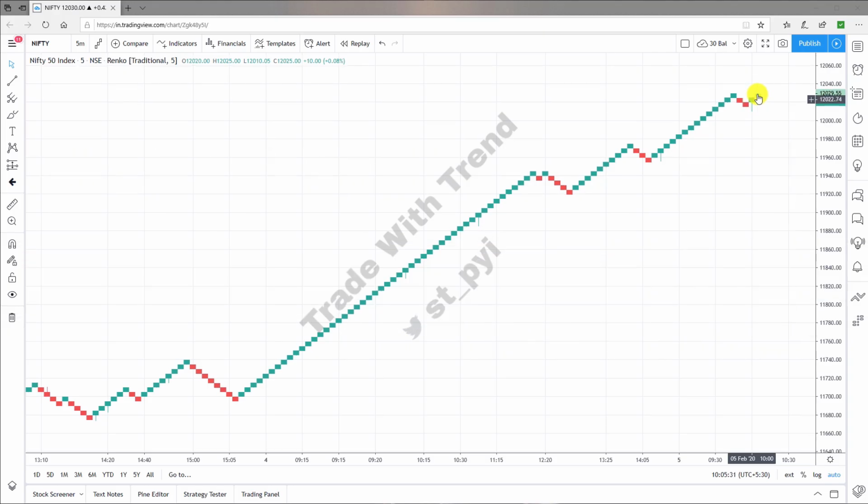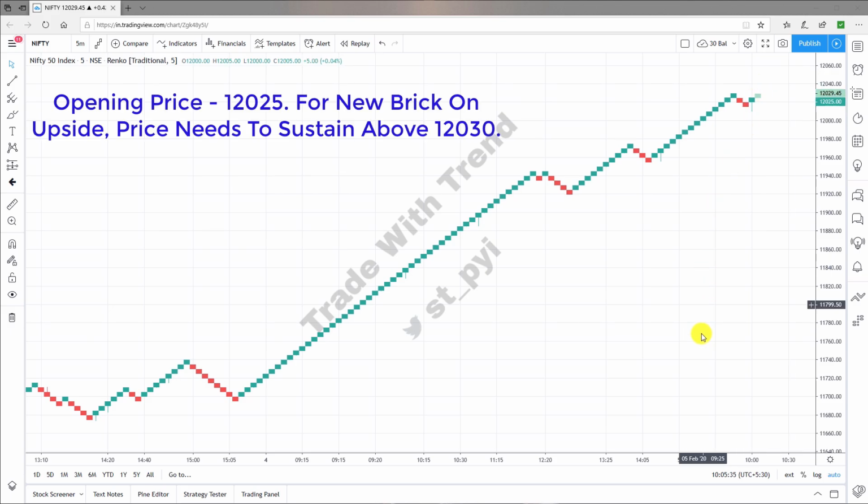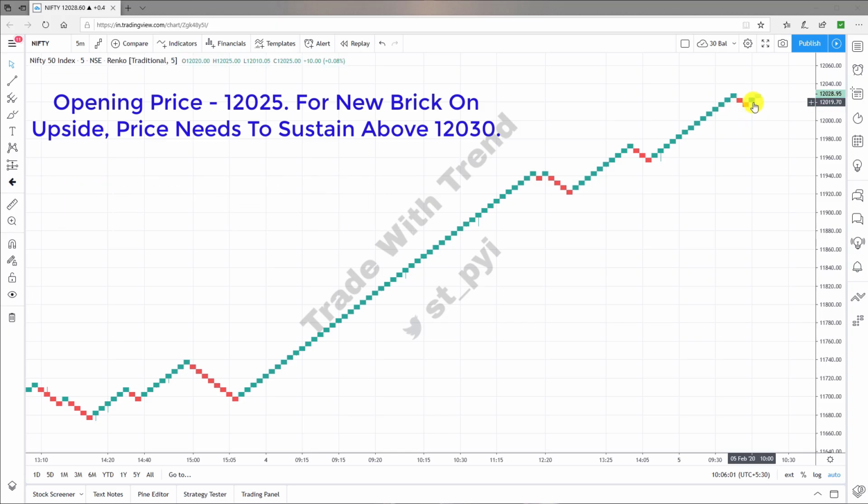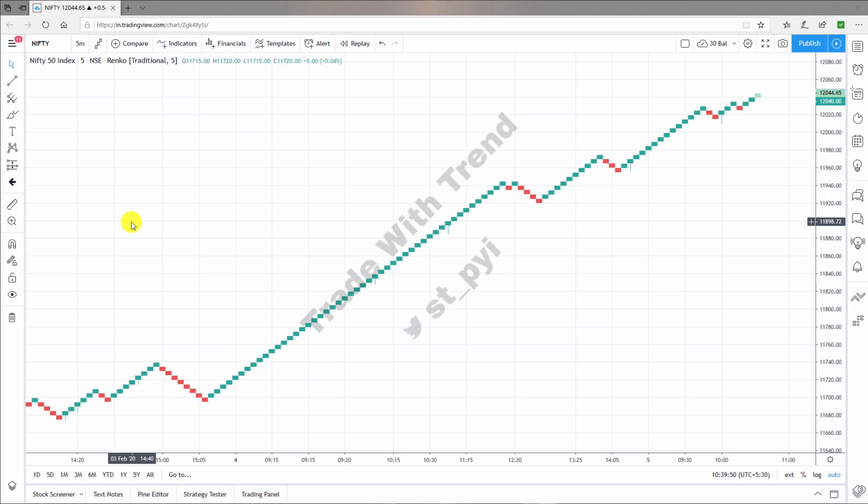Now for a new brick to print here, price would have to sustain for a 5-minute interval above 12,030. Why 12,030? Because the previous closing price of the brick was 12,025 plus the brick size that you have chosen. I hope now you understand how a brick is being printed on TradingView. Now software does most of the work, therefore you don't have to worry about these aspects, but I still felt that in case you can see this live, you will understand Renko bricks better. Now just rewind the video by about 4 to 5 minutes and watch this entire brick session again. That is the printing of a brick.